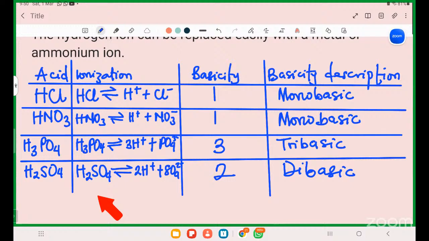If you have a question on this table, kindly put it in the chat box.